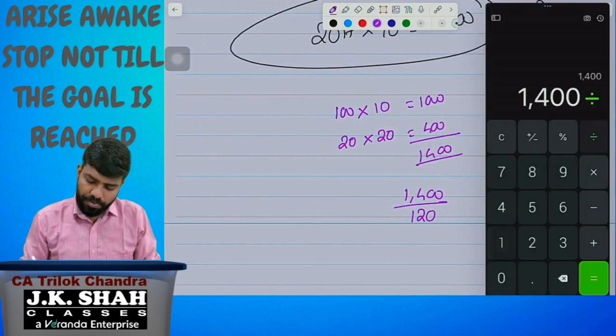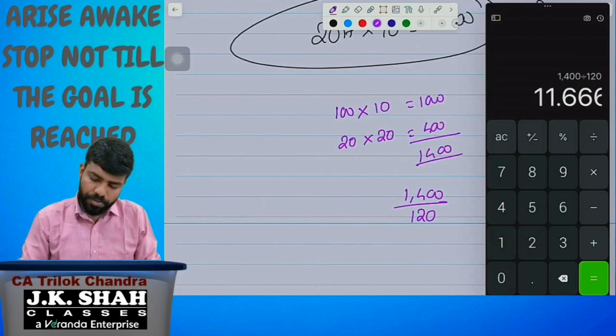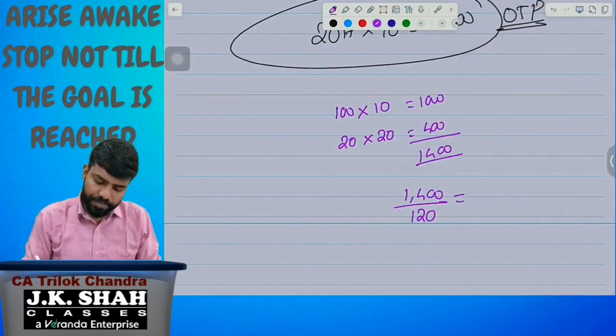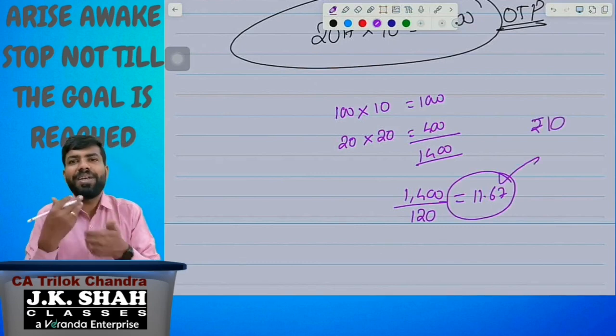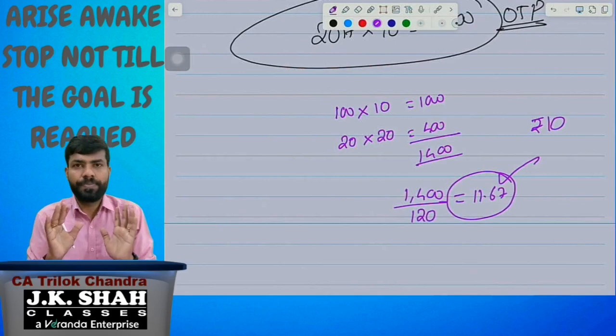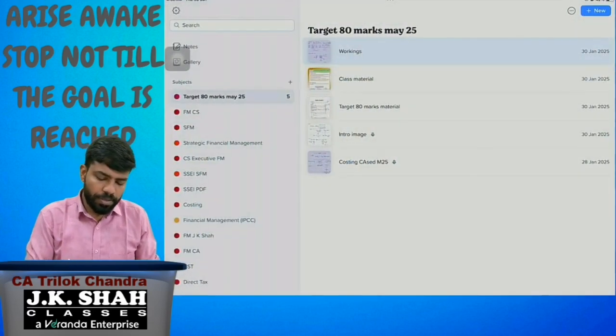1400 divided by 120 is equal to 11.67. Instead of taking 10 rupees, we are going to take 11.67. That means I am revising the labor hour rate itself. Are you understanding? Okay, now.